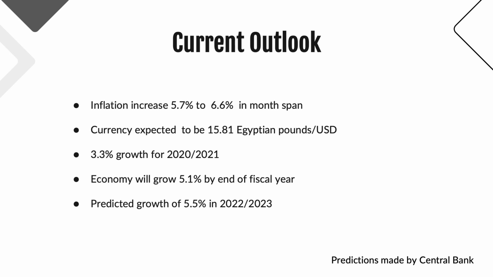It is important to keep in mind the state of the world during 2020 with COVID-19, which obviously affected all economies. It is now predicted by the central bank that Egypt will have growth of 5.1% by the end of the fiscal year in 2021. For the years following, they have predicted growth of 5.5%. However, once again, it is important to consider that these predictions are made hoping that economies will not be hindered by COVID-19 as they were in 2020.